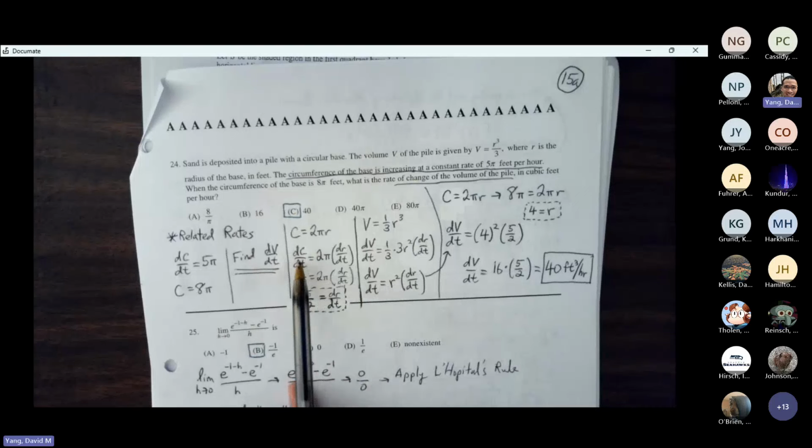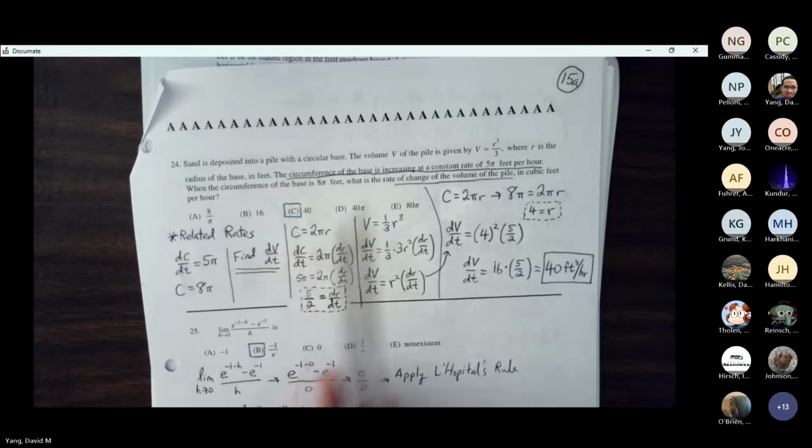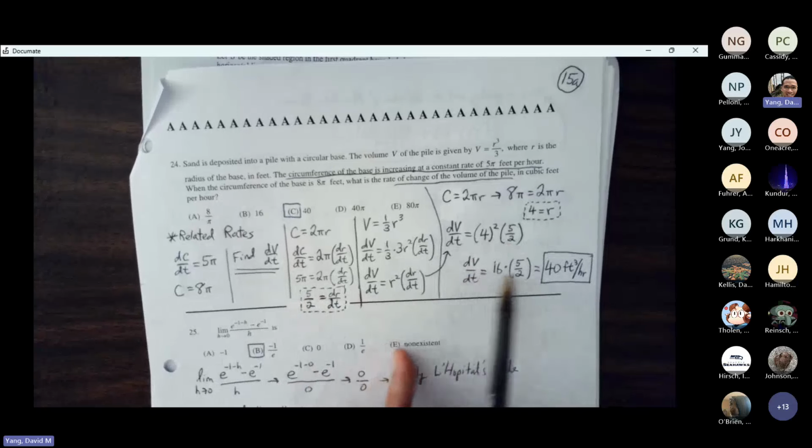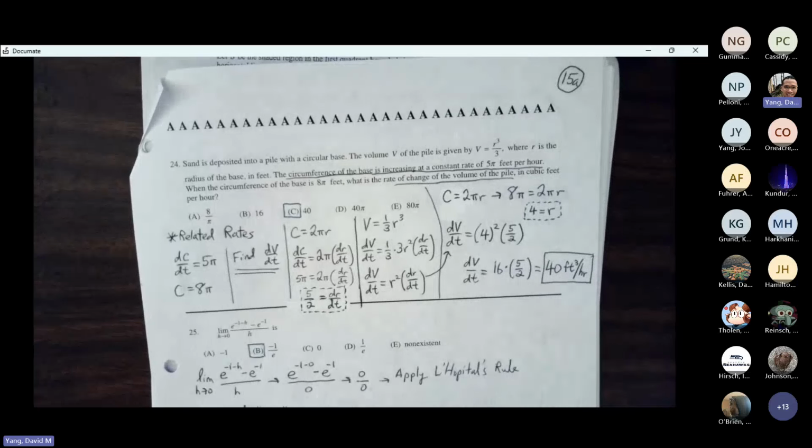And I also know that circumference is 2 pi r. I can find dC/dt. My dC/dt is 5 pi. It's given to me here. And I can use that to solve for dr/dt. And if I have dr/dt, I can plug that back in and solve for dV/dt. So this one has a lot of this puzzle feature to it, where you have to find one thing, then another thing, and eventually get back to your answer.